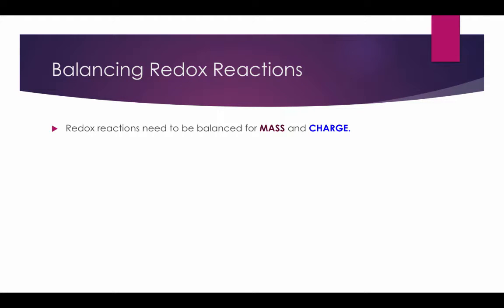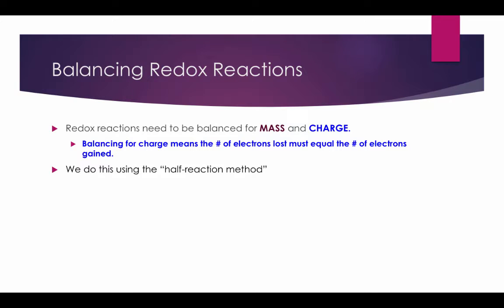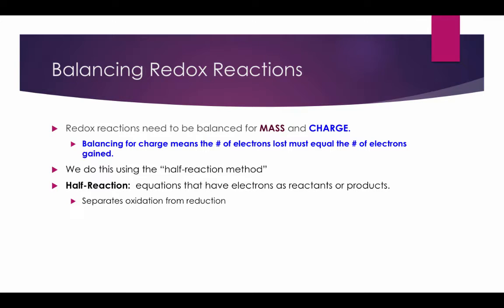When we balance a redox reaction, it must be balanced for both mass and charge. Previously, we've only looked at balancing for mass. With redox, we must also consider the charge. Balancing a redox reaction for charge means that the number of electrons lost must equal the number of electrons gained. There's many ways to do this, but the easiest way is using the half reaction method. That's how I'm going to show you in this video. Using the half reaction method, we write the oxidation and reduction half reactions with electrons as reactants and products. Then we can ensure that we have gained the same number of electrons that we've lost.